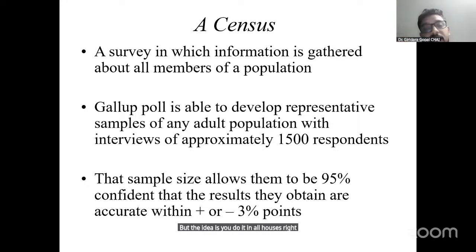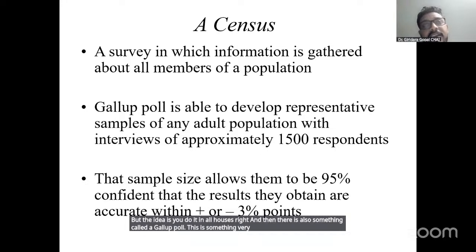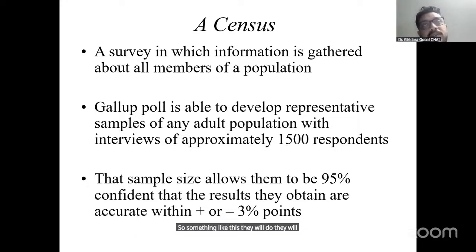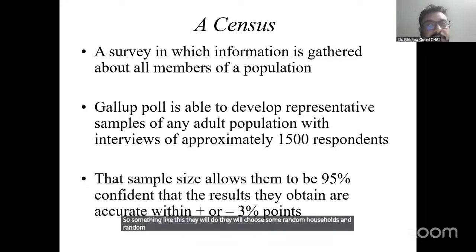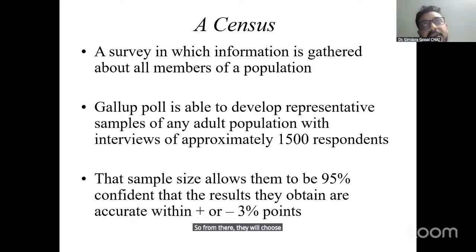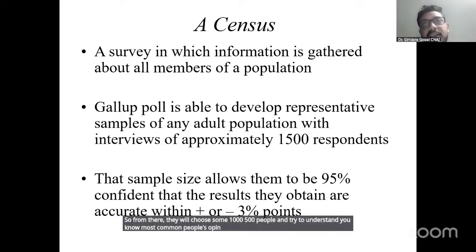And then there is also something called a Gallup poll. This is something very funky and used across Western countries. It's pretty similar to how you have the exit polls in election time. They will choose some random households and random pin codes. That's possible in Western countries because they have the complete list of houses and individuals by name in their population registry. So from there, they will choose some 1,500 people and try to understand most common people's opinions and knowledge and what they feel, what they don't feel, etc.